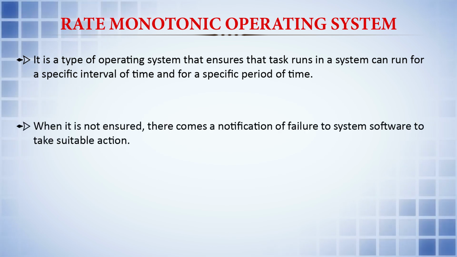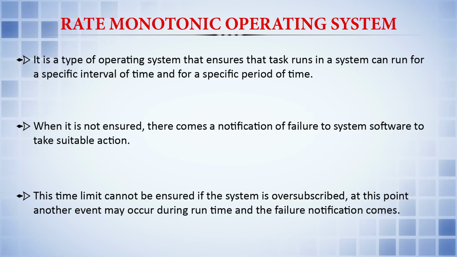When it is not ensured, a notification of failure goes to the system software to take suitable action. This time limit cannot be ensured if the system is oversubscribed. At this point, another event may occur during runtime and the failure notification comes. So, this is the limitation of this particular rate monotonic operating system.